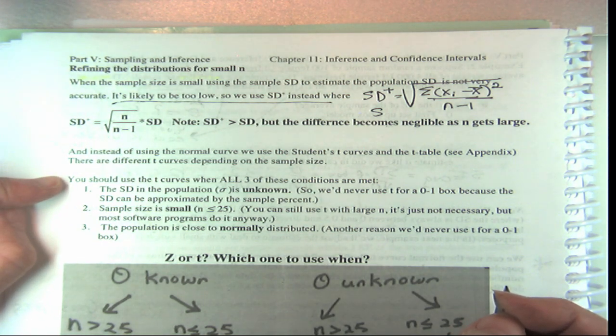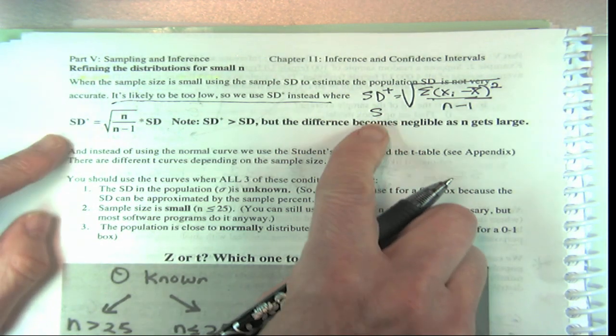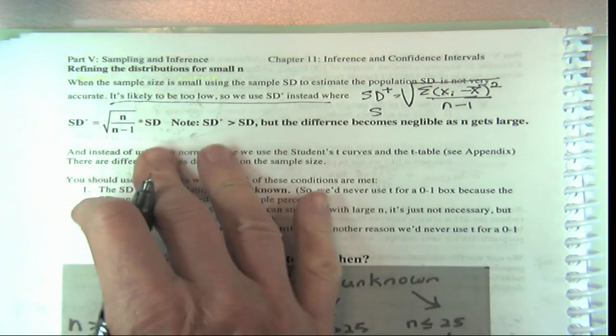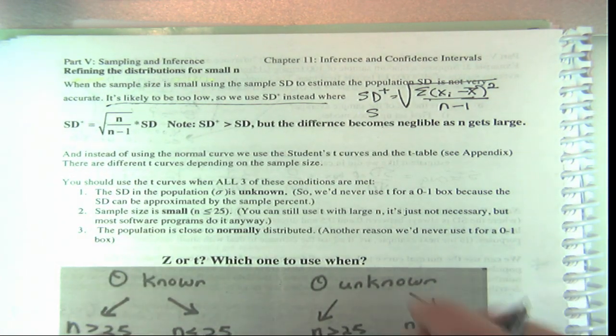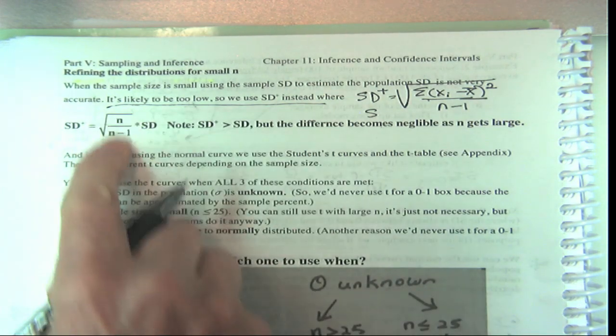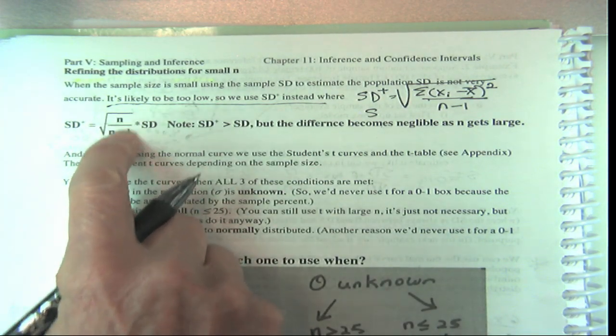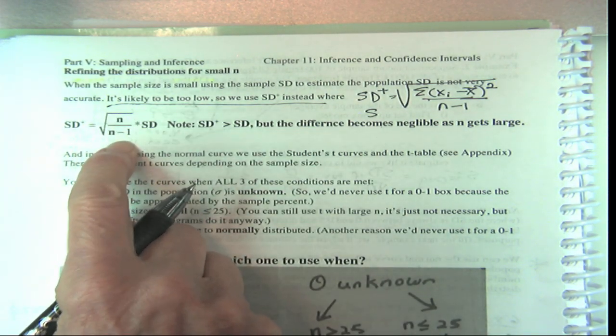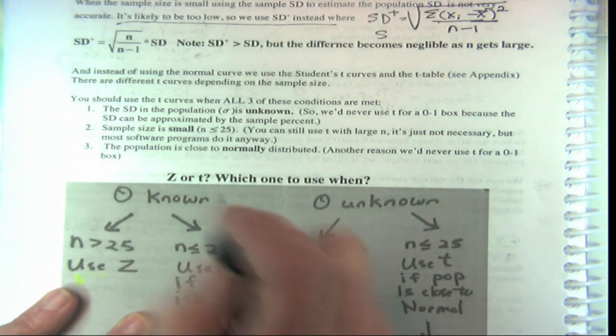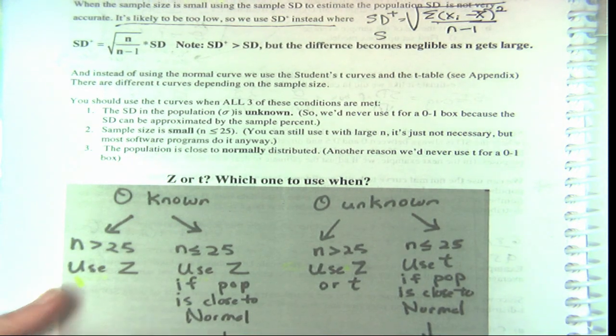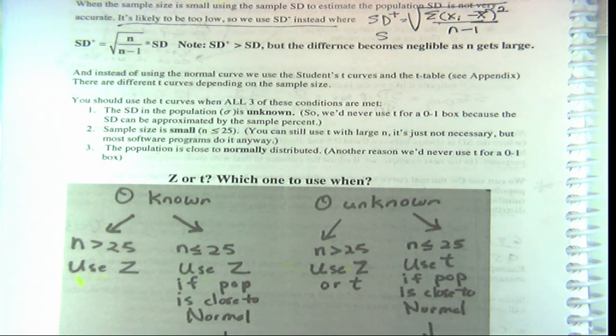Now, this is one adjustment you would make. You can do this with a larger sample, it just becomes unnecessary, because as n becomes big, this becomes almost 1, and it's hardly any different. But then, instead of using the normal curve, we use these student t curves.